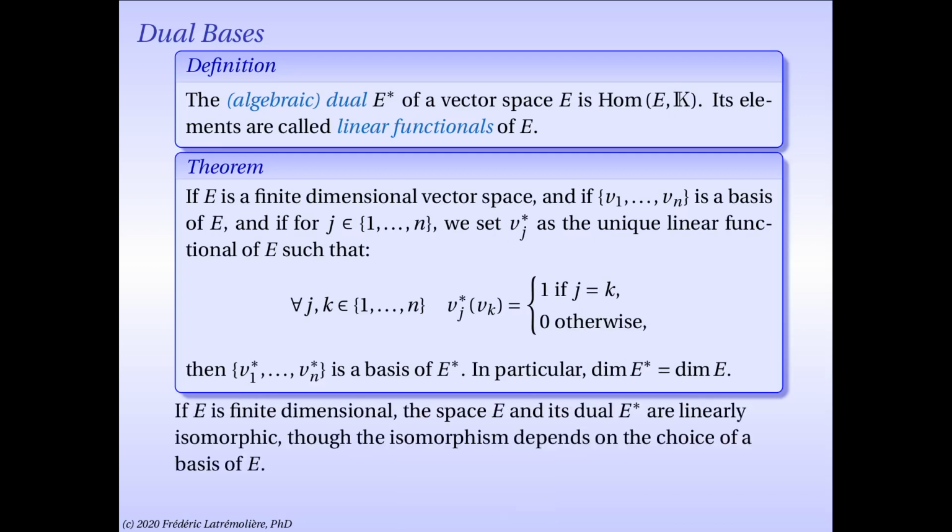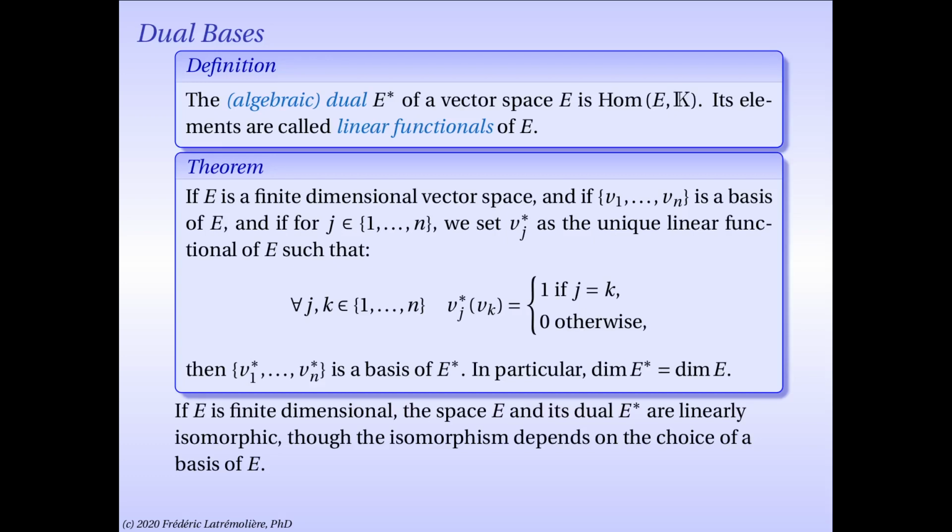We also know that if E is finite dimensional, then our result here proves that the space E and its dual are linearly isomorphic, since they have the same dimension. However, the isomorphism depends on the choice of a basis. Indeed, if you give me a basis of E, I can make a dual basis, and then I can make a linear isomorphism which maps the original basis to its dual basis in an obvious fashion. But if you change the original basis, then you change the linear isomorphism and the dual basis.